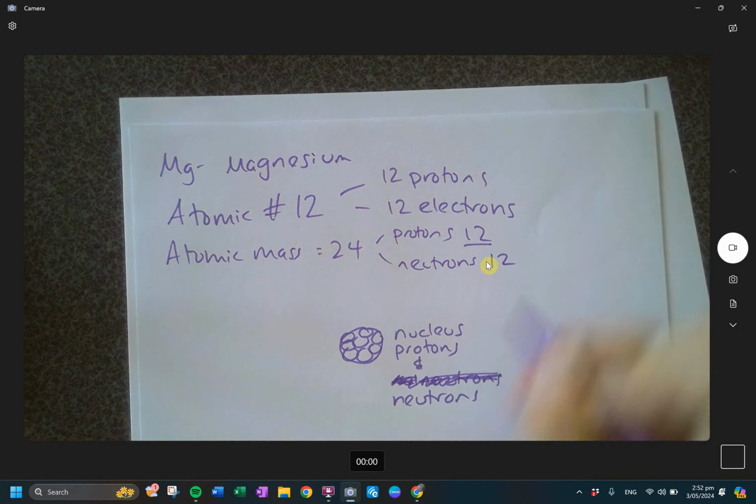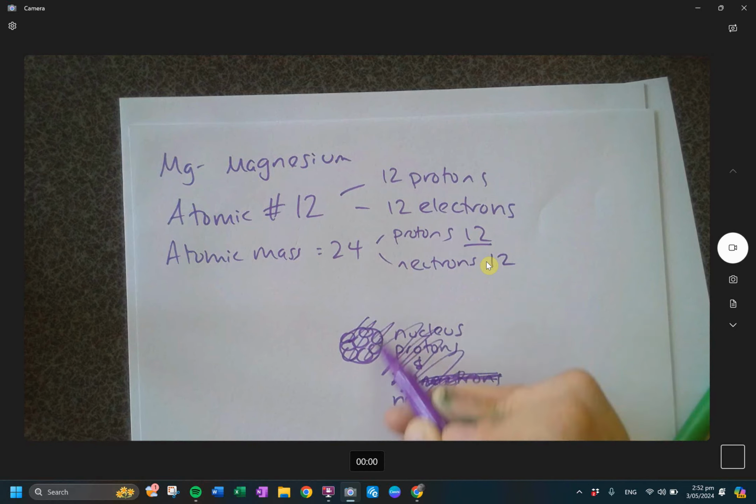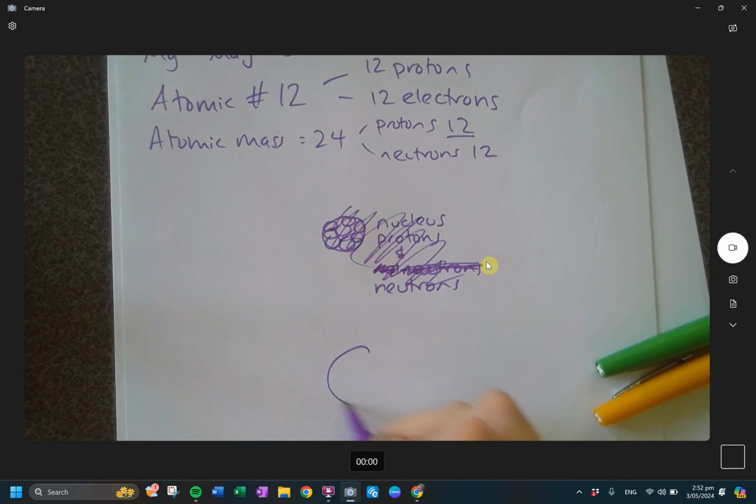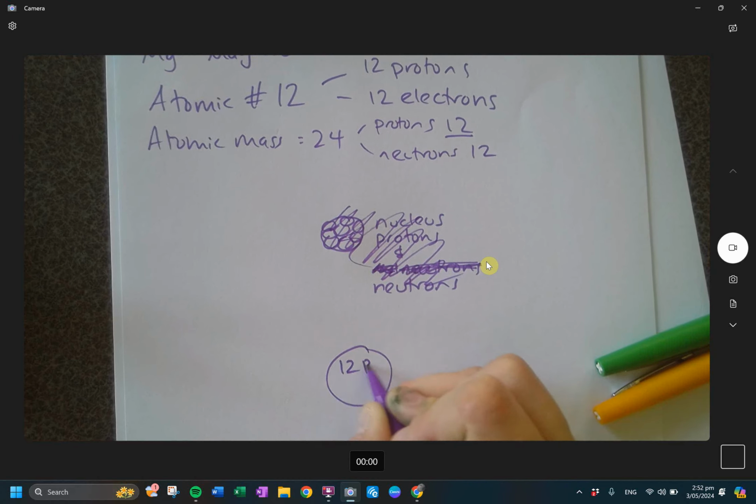12. All right, so I'm just going to draw this again because that wasn't very good. If I was to talk about magnesium in the nucleus, I would have 12 protons, which are positive, and I would have 12 neutrons, which have no charge. Okay? How many electrons do I have? I still have 12. I don't have any ions, so I have 12.